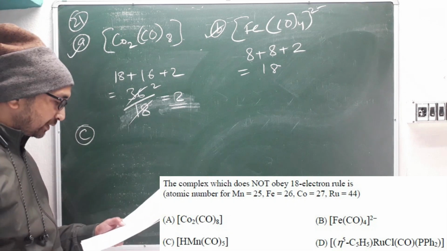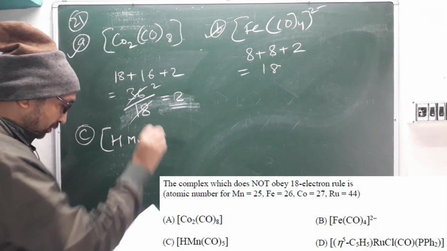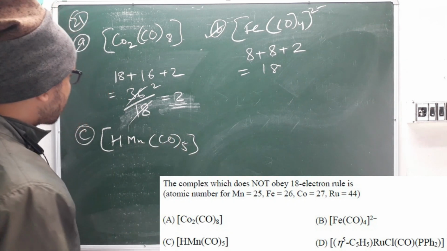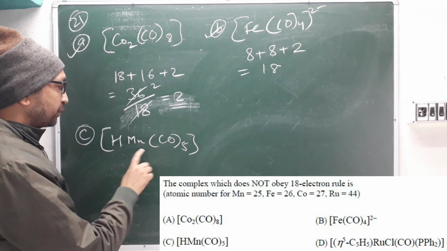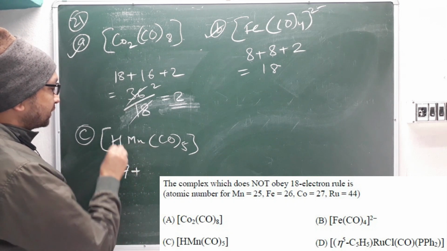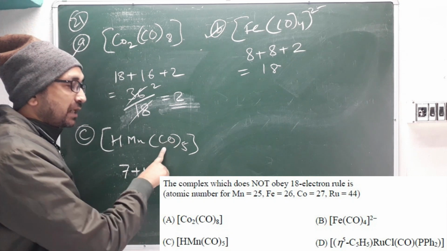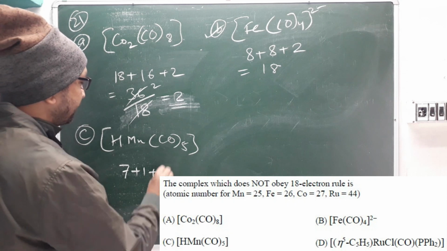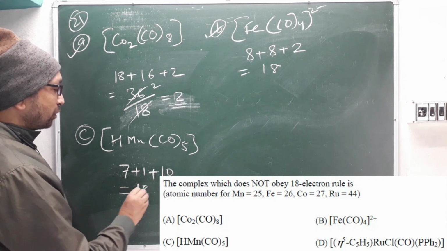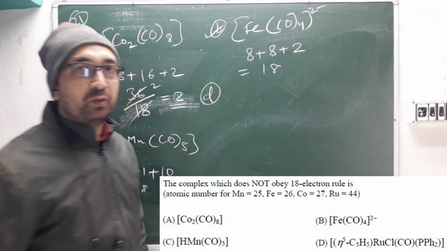Then we'll see option C. Option C has hydrogen and then manganese, and then we have 5 carbonyl. We have to find it out. Manganese has 7 valence electrons, plus hydrogen will contribute 1, plus each carbonyl will contribute 2. So 2 into 5 is 10. So 10, 1, 11 and 7, 18. So this is also following the 18 electron rule. We'll see what option D says.